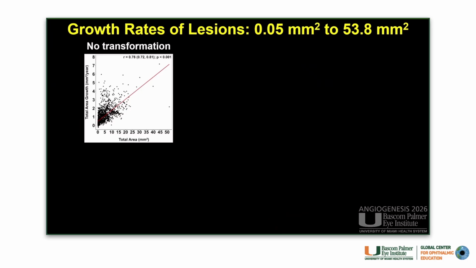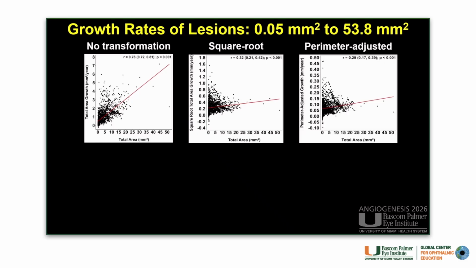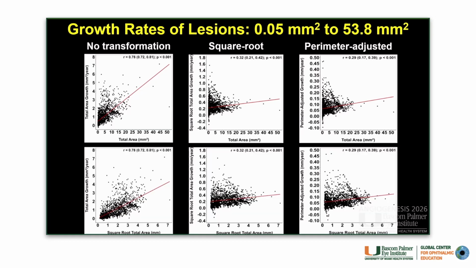In this plot, the total area growth in millimeters squared without any transformation shows a high dependence on the baseline lesion size plotted in the x-axis. And this is for all lesion sizes. However, with the square root transformation, as well as with the perimeter-adjusted, the dependence of the growth on the baseline lesion size decreases significantly. And we have decided to use the square root transformation also for the area in the x-axis to better distribute the data points and allow us to see the very clumped together smaller lesions.